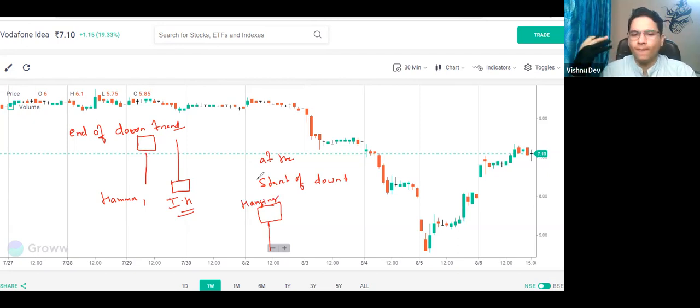And depending on the position, the inverted hammer shape is called a shooting star. Shooting star is the inverted hammer, okay?